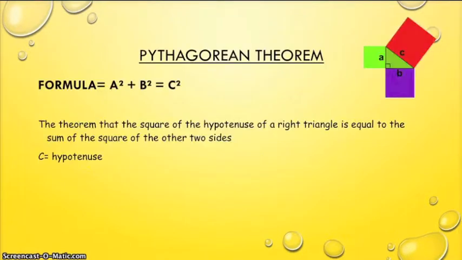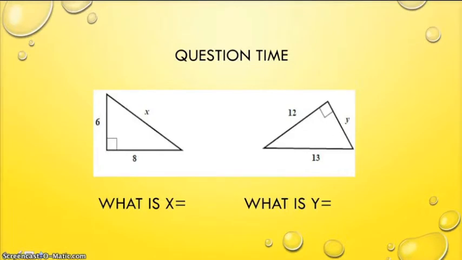Pythagorean theorem. The formula for this is a squared plus b squared equals c squared. The theorem states that the square of the hypotenuse of a right triangle is equal to the sum of the squares of the other two sides. C equals the hypotenuse. Question time. What is x? What is y? Pause the video and do it on your own.